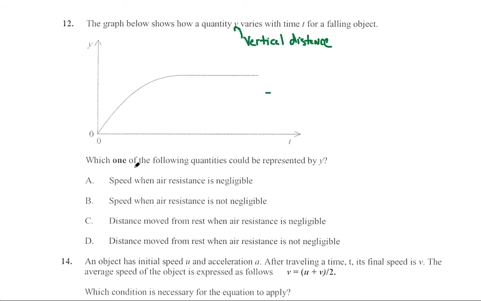Oh, I'm sorry. This is just some unknown quantity. So we don't know that this is the vertical distance, so forget that. Okay, so which of the following quantities could be represented by y? So we know it's a falling object, right?